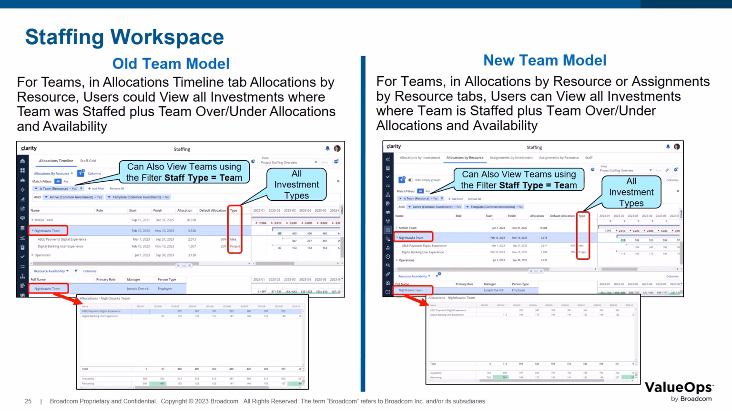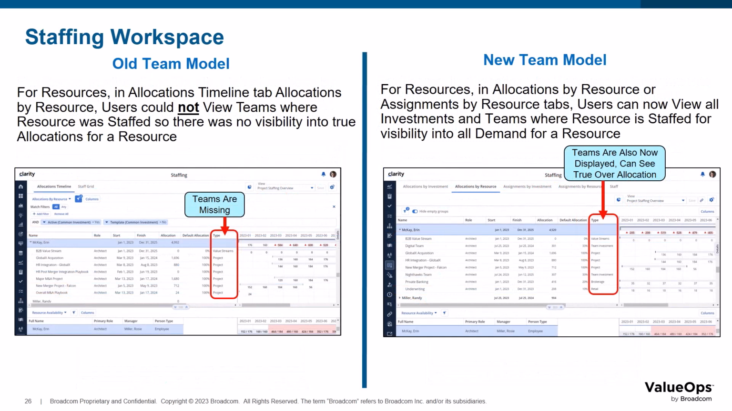And you could filter to show data for the team resources only if you added the filter staff type equals team, and that was before and after migration. And whenever you drill down under the resource availability section at the bottom for Nighthawks team, you can see some allocations and availability for that team resource.